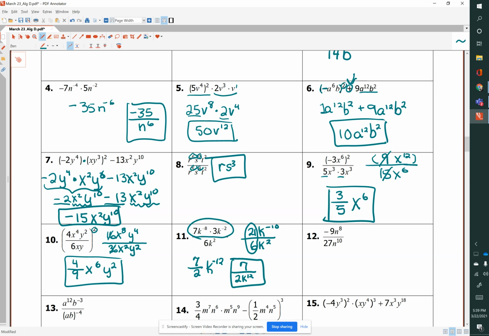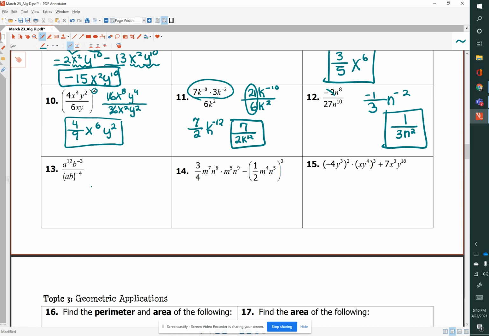And number 12, negative 9 over 27. 9 goes into itself once. 9 goes into 27 3 times. And n would be 8 minus 10, which would be negative 2. So we're going to rewrite that with the n in the denominator with a positive exponent of 2.